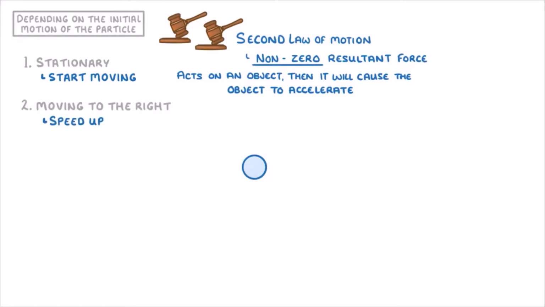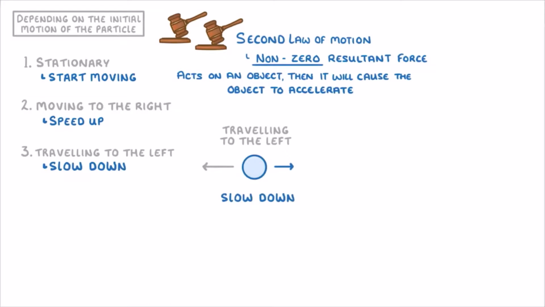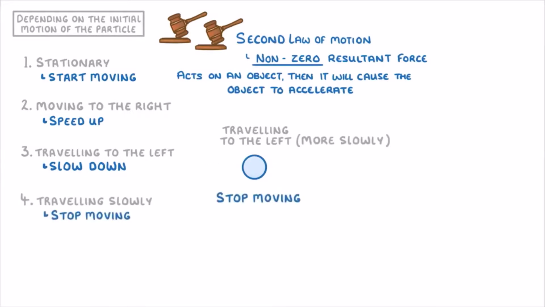However, if the object had been travelling to the left, then the rightwards acceleration would cause it to slow down, because it's acting in the opposite direction. And if the object was travelling to the left more slowly, it could cause it to stop moving entirely, because it was slowed down so much.